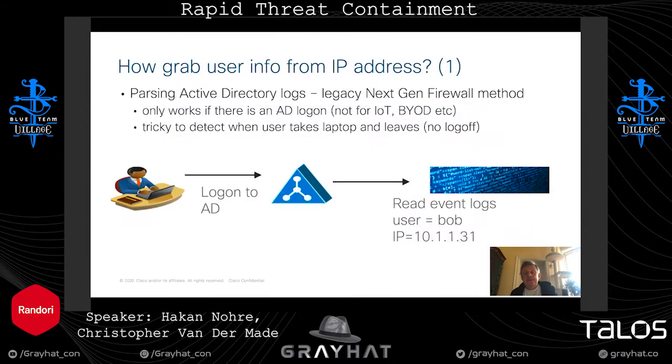So a little discussion then about how to grab user information if we know the IP address. And one way of doing this is to parse the Active Directory logs. And this is a very typical method that you will find in legacy next generation firewalls. You have something that reads the Active Directory logs where you will find the username and the IP address of the device doing the Active Directory logon.